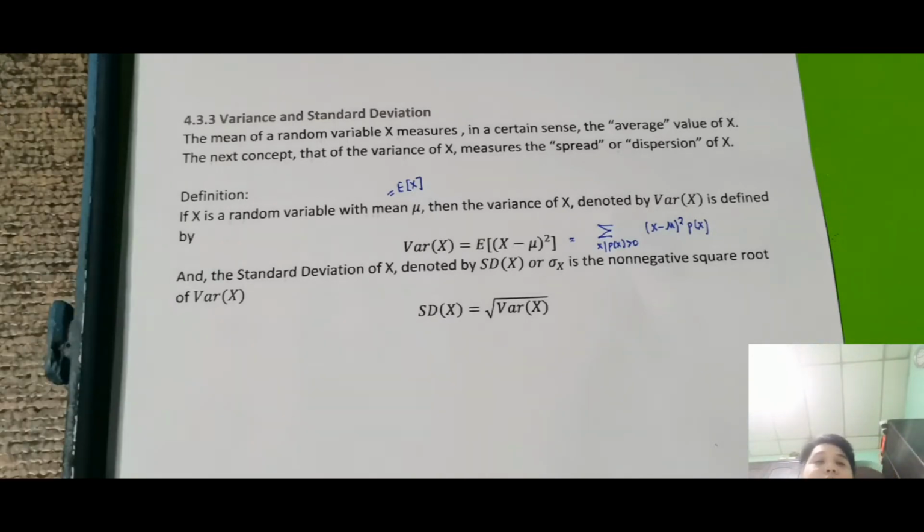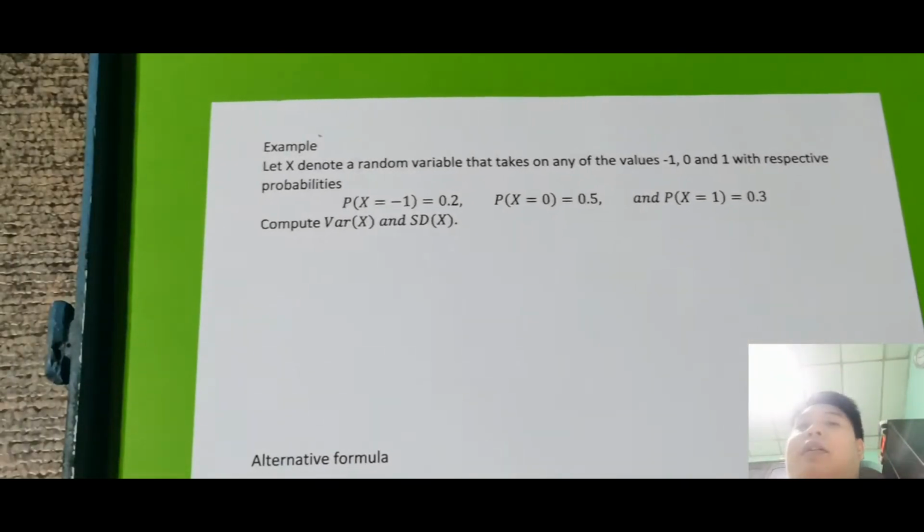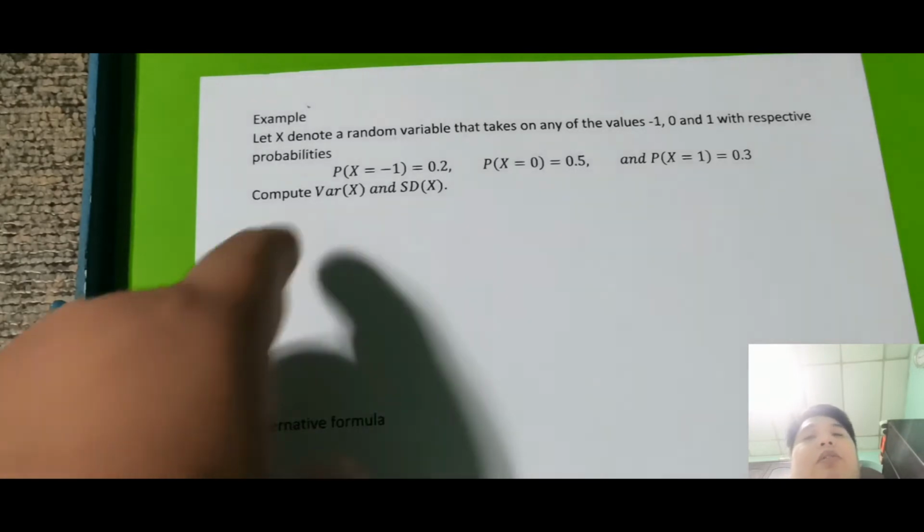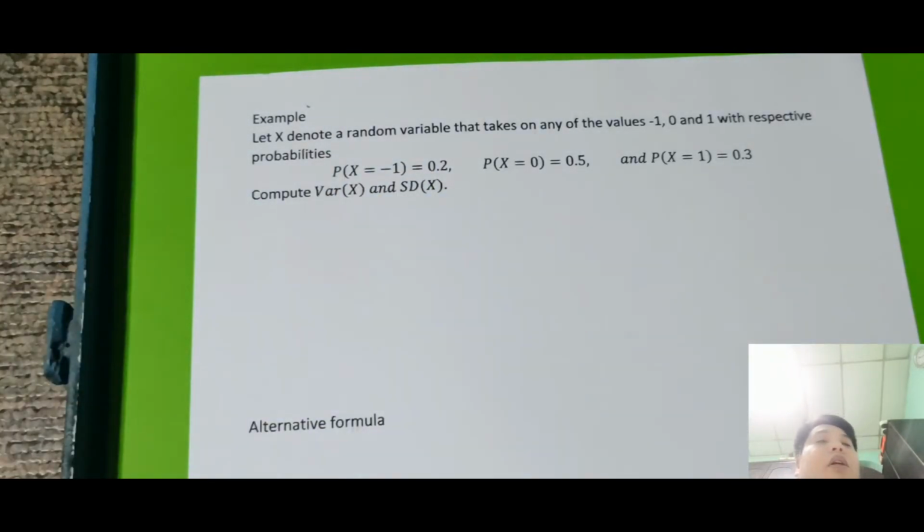So for the example, let me change the paper. For example, let x denote a random variable that takes on any of the values negative 1, 0, and 1 with respective probabilities. If you remember, we already did this. The probability that x is equal to negative 1 is 0.2.